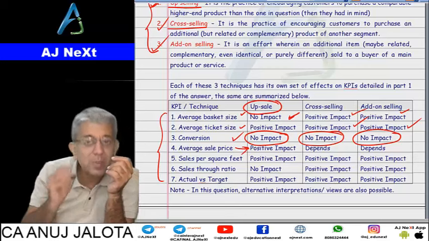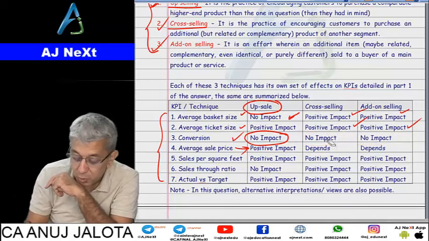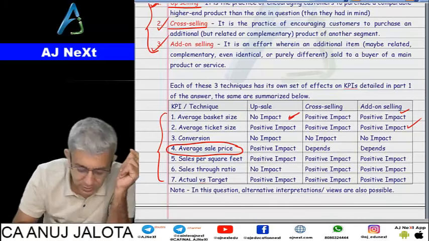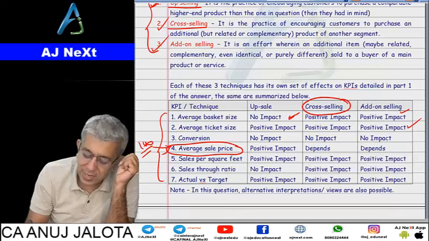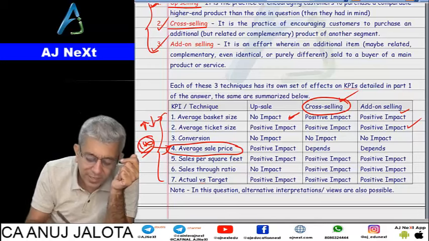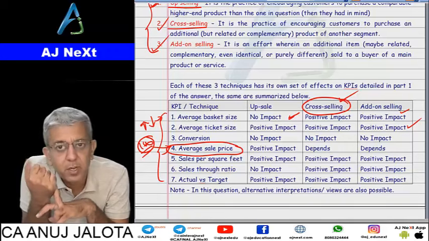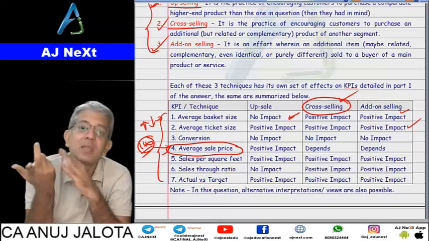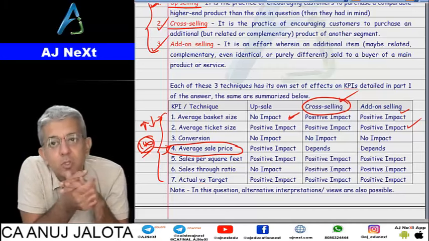Average selling price: obviously, if you upsell, average selling price is going to increase. For the other two, you should have thought: it depends. Sir, what does it depend upon? Suppose before you made a certain sale, your average selling price was 100 per unit. Now you are cross-selling some other product to him. Average selling price might increase, might decrease, or might even remain constant. I can tell you how. If that cross-selling product has a higher price than the current average selling price of 100, then average selling price will rise. But if that product has a lower price compared to 100, then your average will fall.